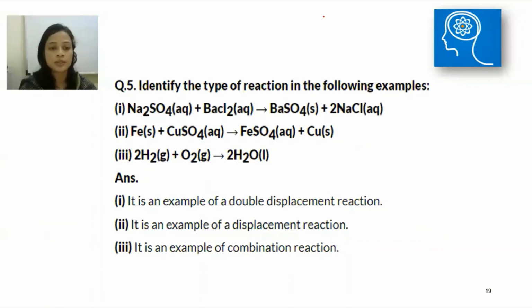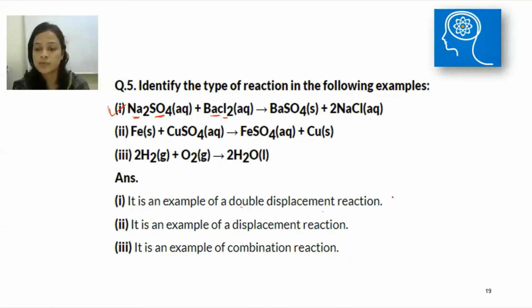Now next, question number 5. Identify the type of reaction. We have studied 4 different types of reaction: combination reaction, then displacement reaction, then decomposition, and double displacement. Now, in this first reaction, what happened here? Ba combines with SO4, and Na2 combines with Cl. Which reaction is this? This is a double displacement reaction.